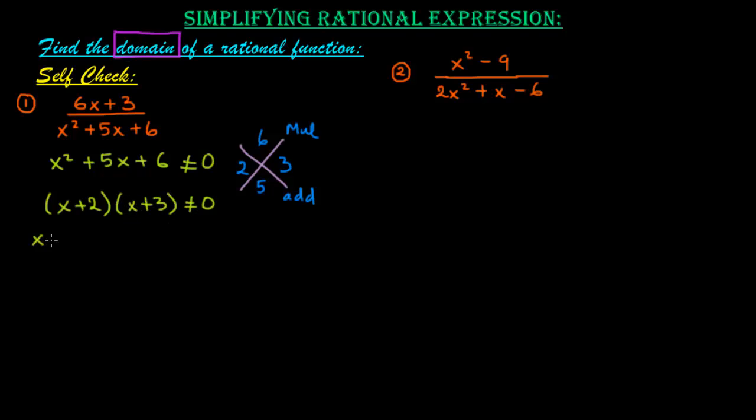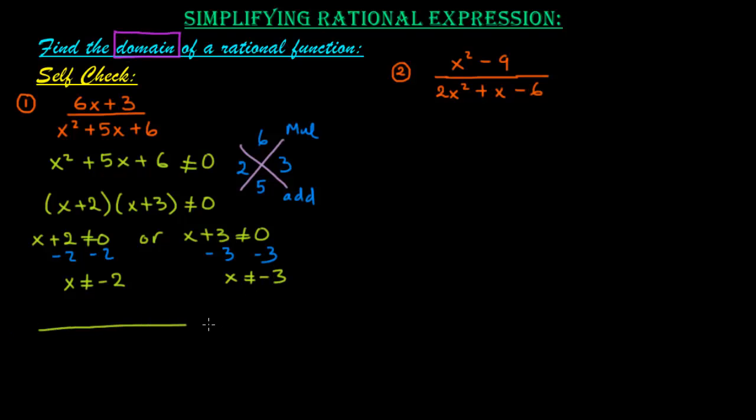Then we set each of them not equal to 0: x plus 2 cannot equal 0, or x plus 3 cannot equal 0. Then we isolate the x, subtracting 2 on both sides, so x cannot equal negative 2. And on this side, subtract 3 on both sides, then x cannot equal negative 3.